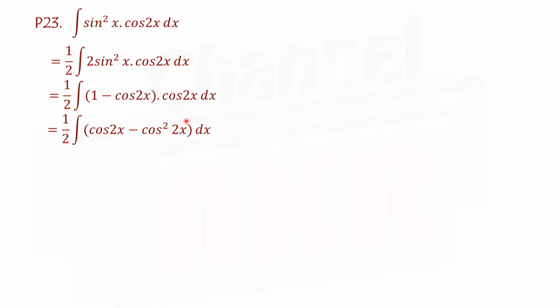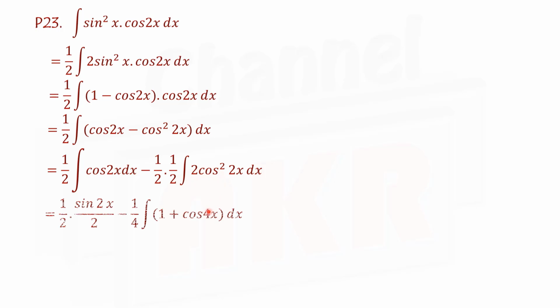We need a formula here again, so distribute it like this. Look here, we introduce another 2 by 1 by 2. Why do we make this adjustment? Because we need a formula, 2 cos square 2x. So this can be written as 1 plus cos 4x, double of this. Okay, 2 cos square x is 1 plus cos 2x, double of this.